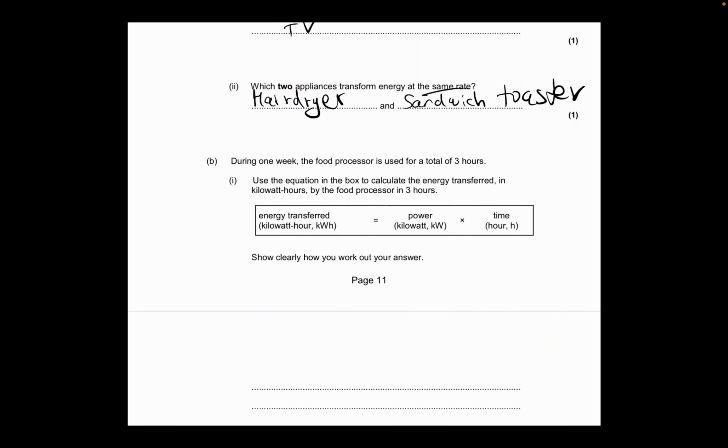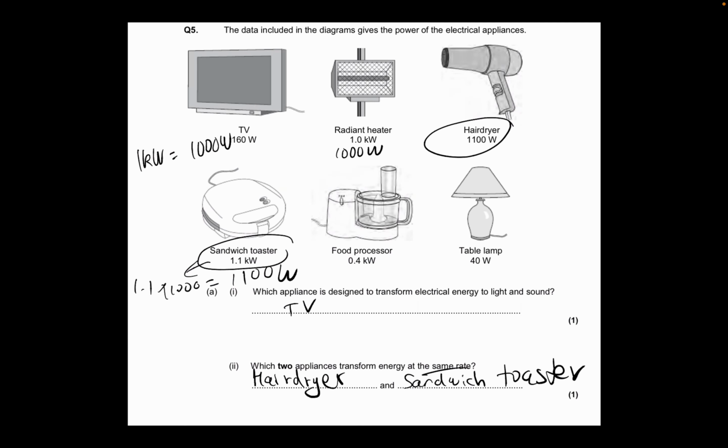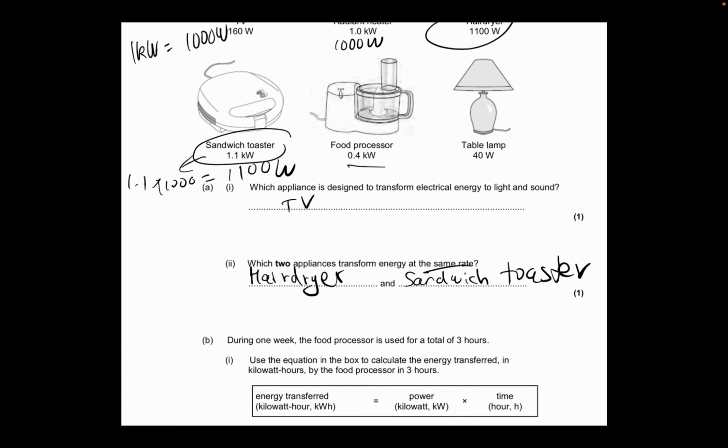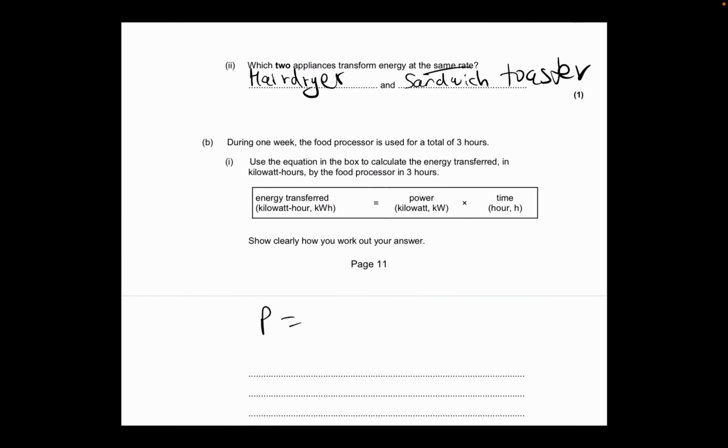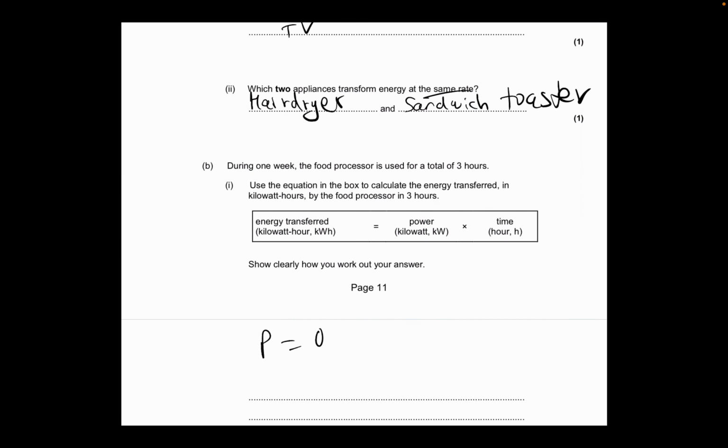The next question says that during 1 week the food processor is used for a total of 3 hours. We have to use the equation in the box to calculate the amount of energy transferred in kilowatt hours by the food processor in 3 hours, and show clearly how you worked out your answer. In order to calculate this, we have to know the power. The food processor has a power of about 0.4 kilowatts. So we write down that the power is equal to 0.4 kilowatts, and the time is 3 hours. That's something you can mention when dealing with this type of question.